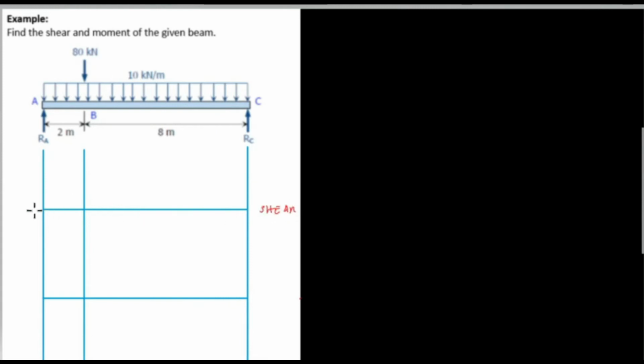and we designate it as zero value shear, and the other one is moment, and also zero value. We will get the reaction RA and RC using first the summation of moment, which is, for me, I'll be using at point A to eliminate the value RA, and the remaining unknown is the RC. So summation of moment at A is equal to 0.